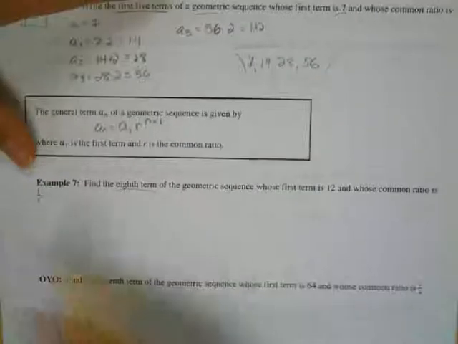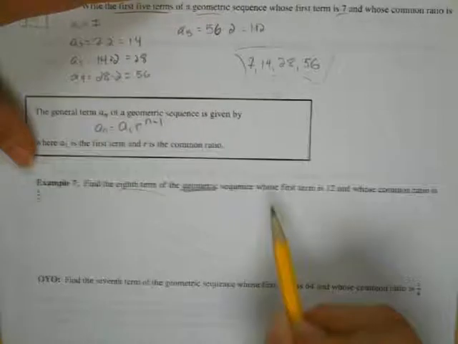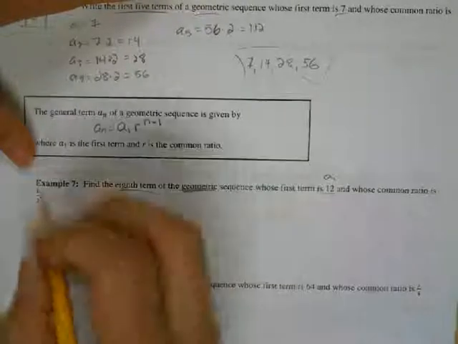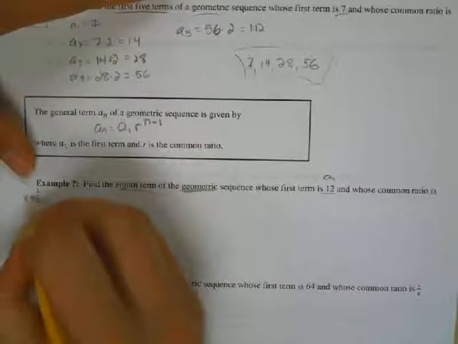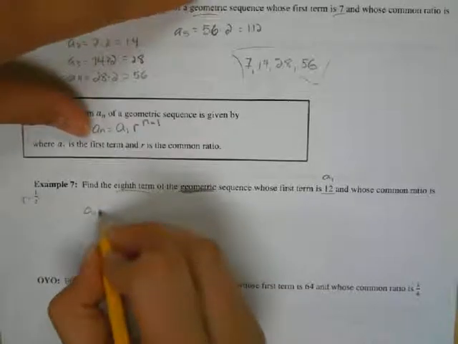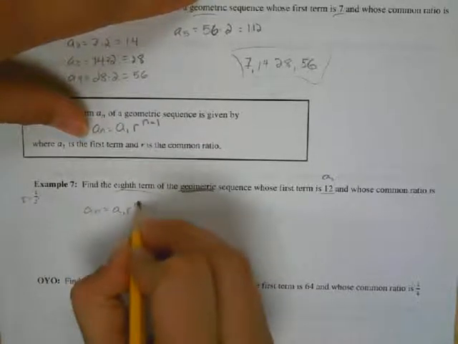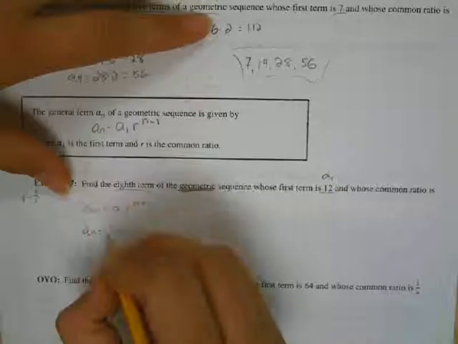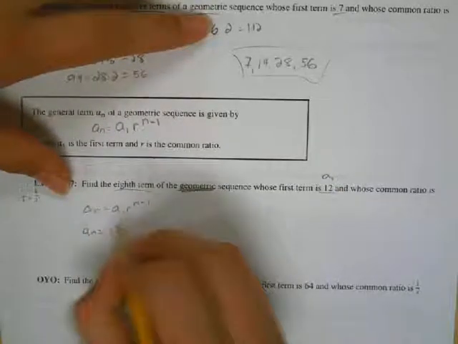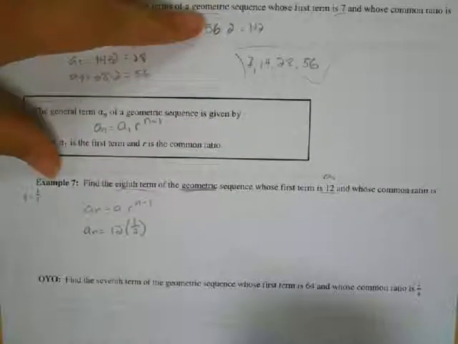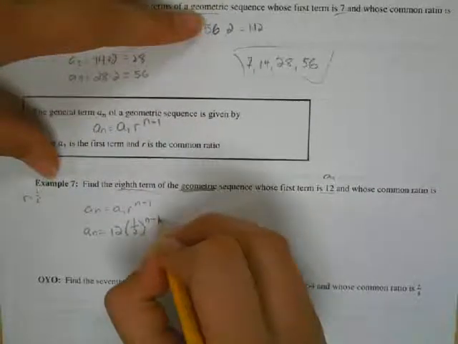So find the 8th term of the geometric sequence whose first term is 12, so here's my a sub 1, whose common ratio is 1/2, so r equals 1/2. Plug that stuff in. I've got a sub n is equal to a1 r to the n minus 1. I know a sub 1 is 12. I know my r is 1/2. Notice I'm using parentheses because it's a fraction. And I'm going to the n minus 1.